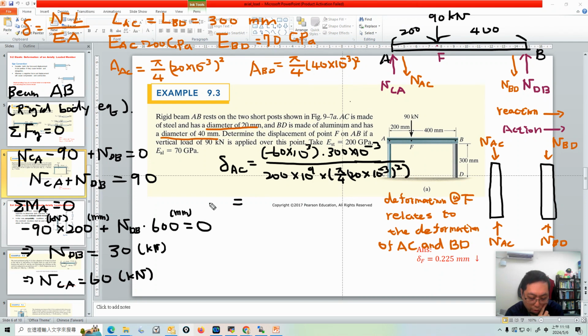If we use the engineering calculator, and you calculate right, I think the answer is 286 times 10 to the power minus 6 meter. Actually, it is equal to minus 0.286 millimeter. And negative means it's compression. When negative, it is compression.